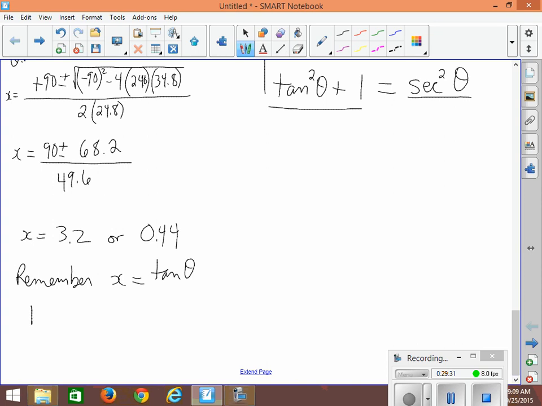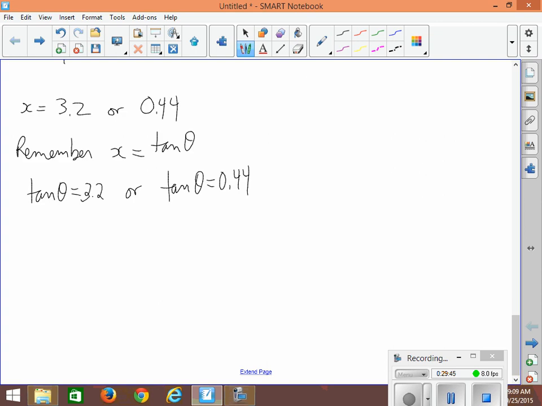So actually, it's tan theta that equals 3.2, or it's tan theta that equals 0.44. So, guess what we have to do? We have to finish this off by taking the inverse, or the arctan of 3.2, the inverse tan. And if we inverse tan 3.2, I think theta comes out to about 73-ish degrees, if you round it off. And then if we take 0.44 and do the inverse tan, that comes out to about 24-ish degrees. I'm just rounding off.